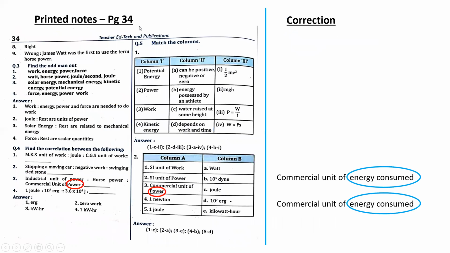Next, page 34, question 4. The third subpart, it is mentioned as commercial unit of power. The correct word is commercial unit of energy consumed.